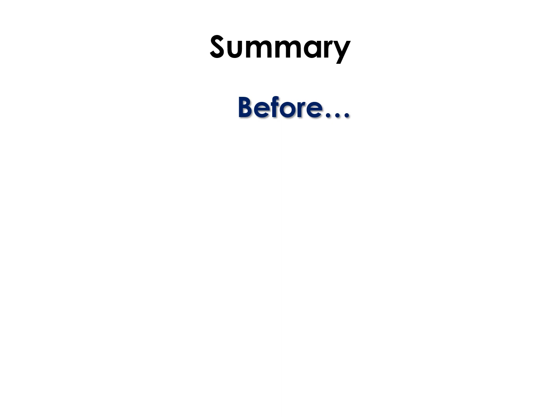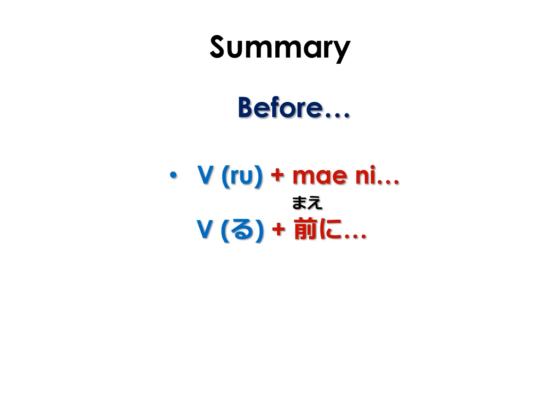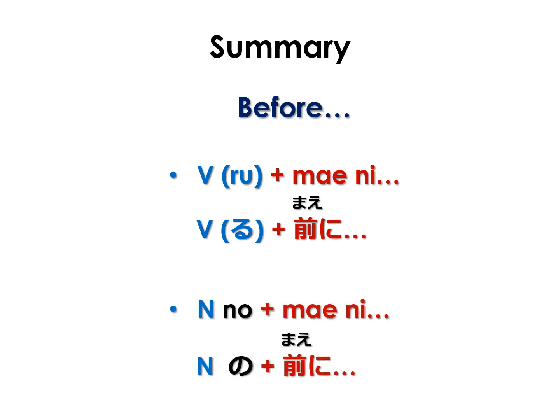To summarize, in this lesson, you learned how to express before I, you, he, she, they, and so on in Japanese. The formula for this is the dictionary form of the verb, or ru form, plus mae ni. For nouns, when we say, for example, before the test or before the party, we say noun no mae ni. The particle no connects the noun to mae, which is technically a noun.